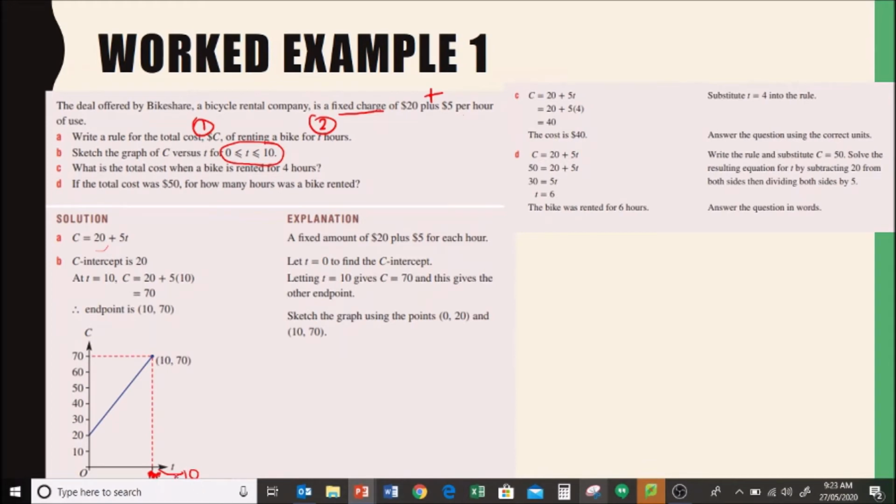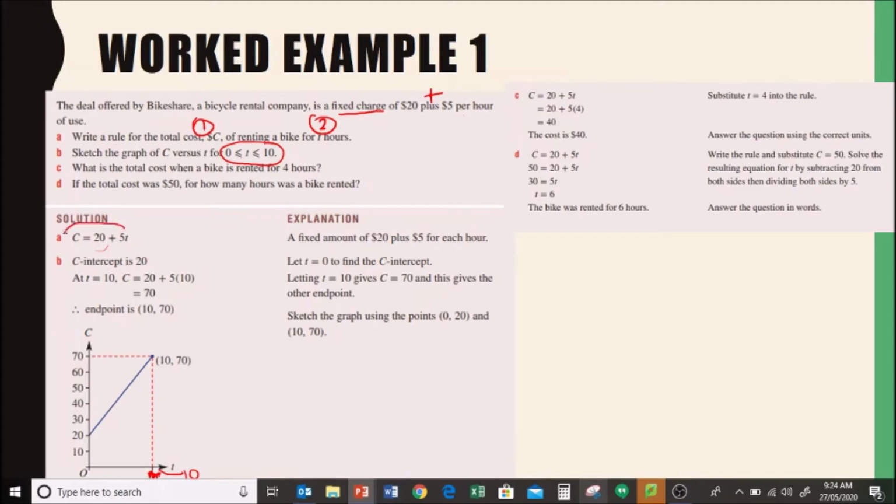0 to 10, that's what T can only be. That's what this means. So the highest hours that we can calculate is 10 hours. So you can see here, okay, the c-intercept is 20, all right?